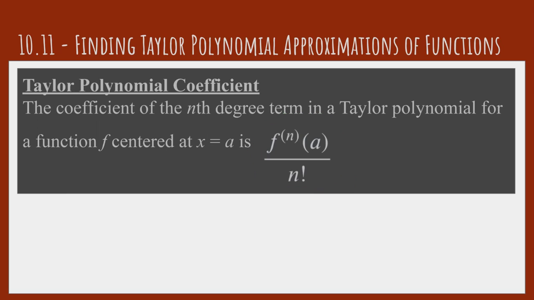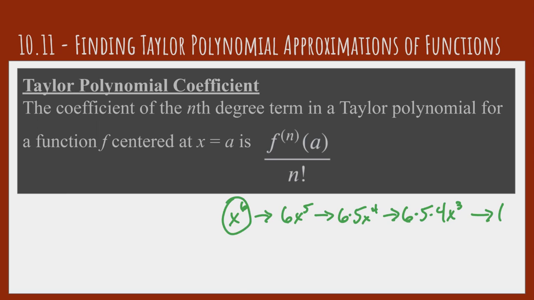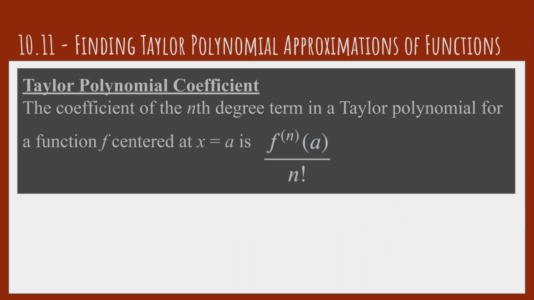And that n factorial comes from the fact that when we take derivatives of, say, something like x to the 6th, then we're going to get 6x to the 5th. And then we take the derivative of that and we get 6 times 5x to the 4th. And then we take the derivative of that and we get 6 times 5 times 4 x to the third. And you can see that as we continue that process, eventually by the time we take 6 derivatives, we're going to end up with 6 factorial. So that factorial comes from the fact that we're taking derivatives of higher degree polynomial terms. And so this gives us just a general way of finding a coefficient for any term in a Taylor polynomial.